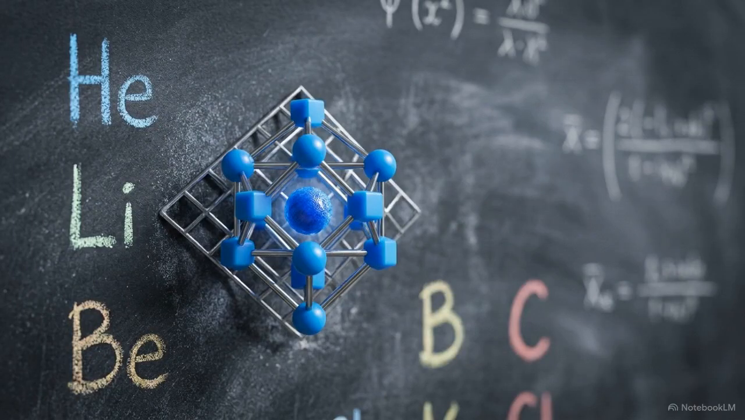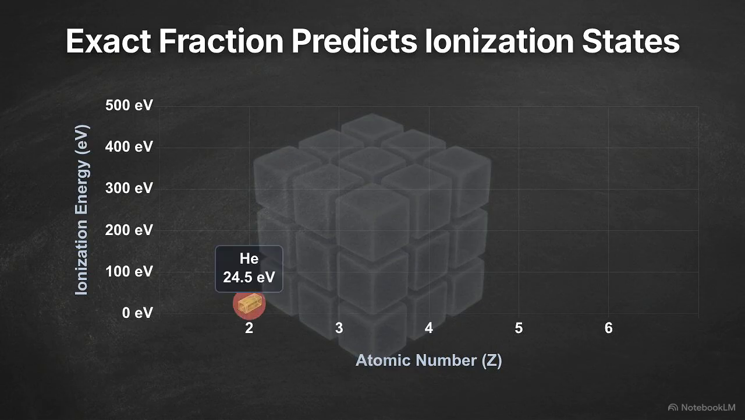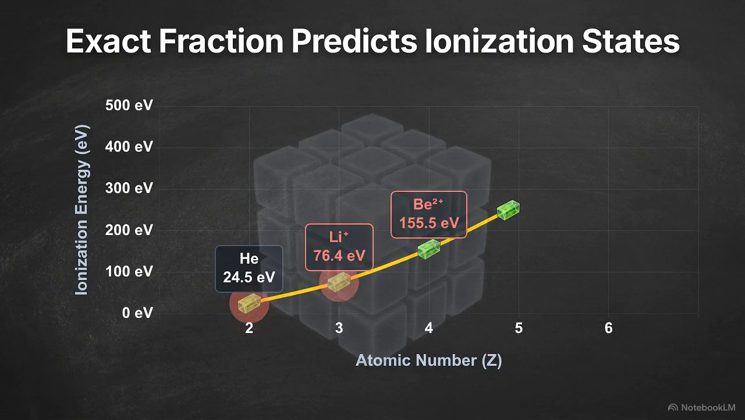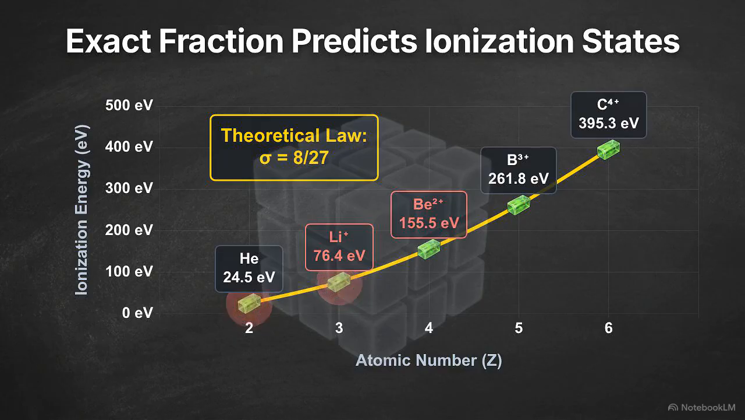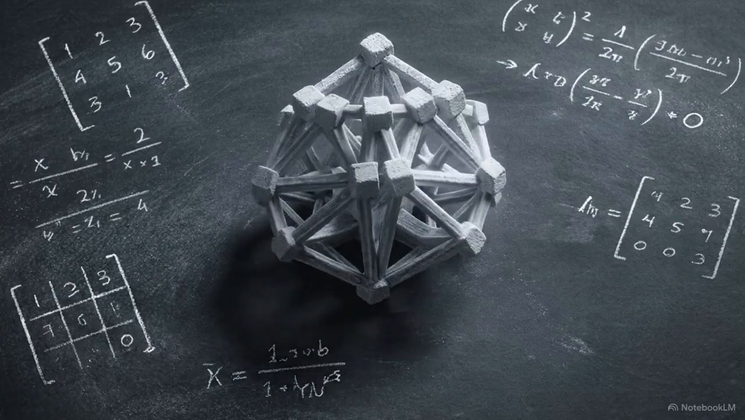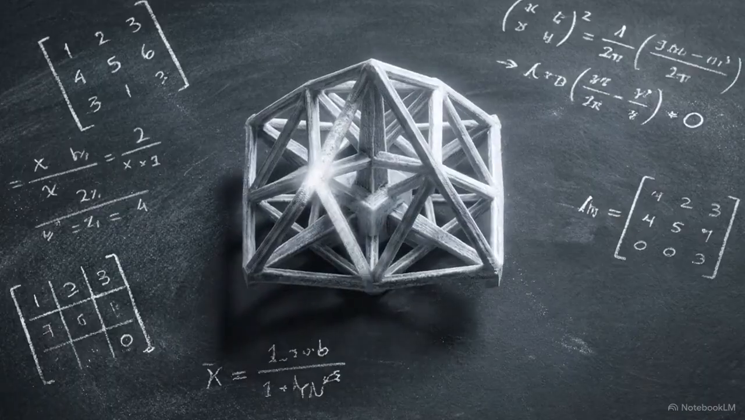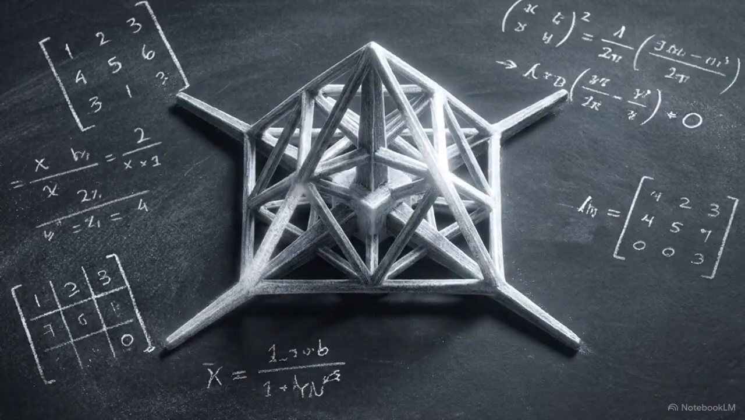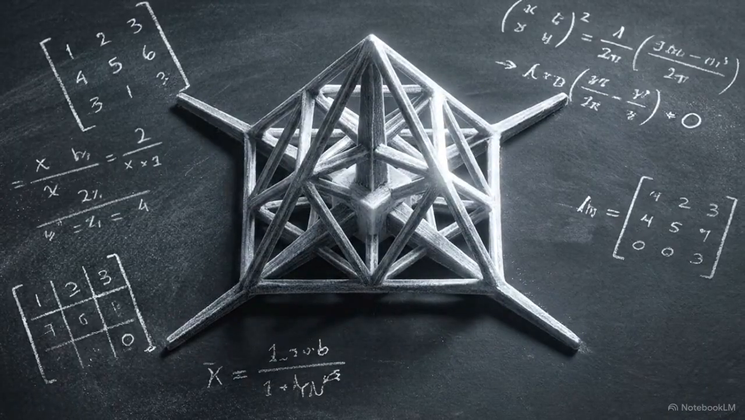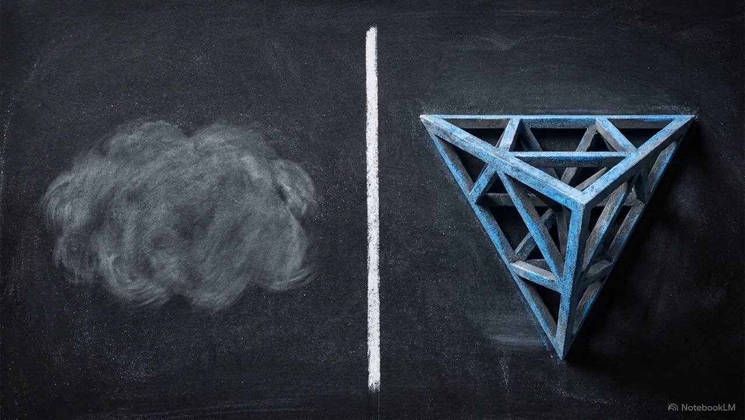This 8/27 fraction is a physical law that can be verified against observed chemical data. When applied to helium-like ions, such as lithium+ and beryllium-2+, this exact fraction predicts the ionization energy states across the entire sequence. As nuclear compression increases in heavier elements, the prediction becomes even more accurate, confirming the grid's underlying geometry. This structural predictability replaces the vague approximations used in continuous wave models.